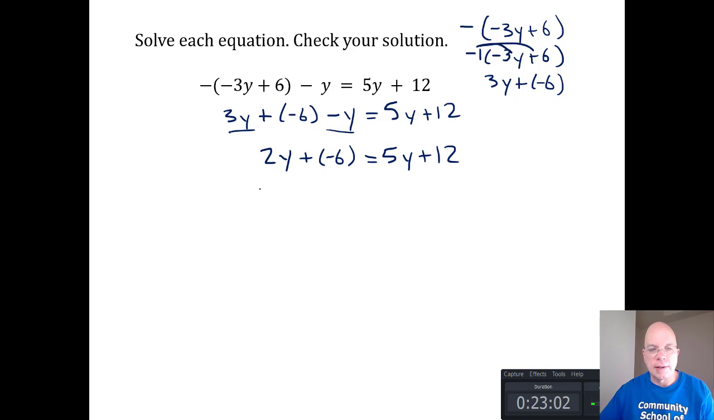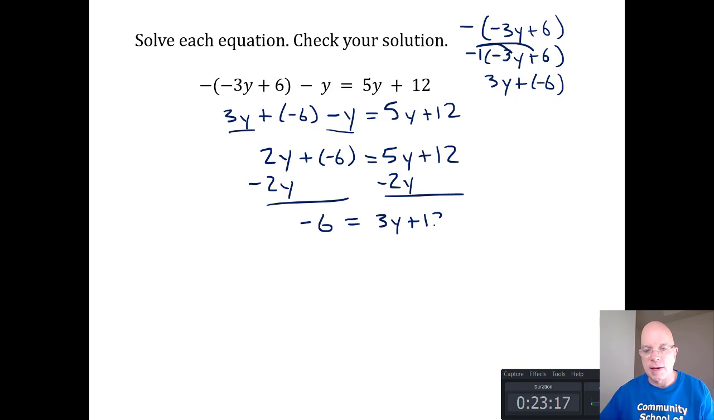I have fewer y's on the left side, so I'm going to choose to subtract 2y from the left side. I subtract 2y from the right side because of the property of equality. And I'm left with negative 6 on the left side of the equation equals 3y plus 12 on the right side of the equation.